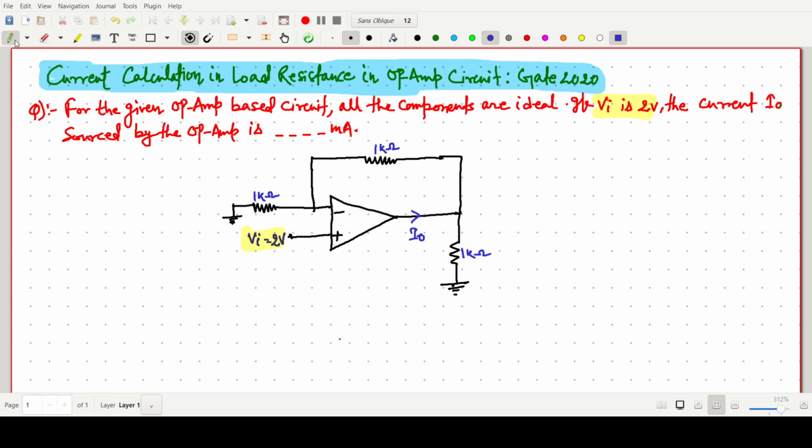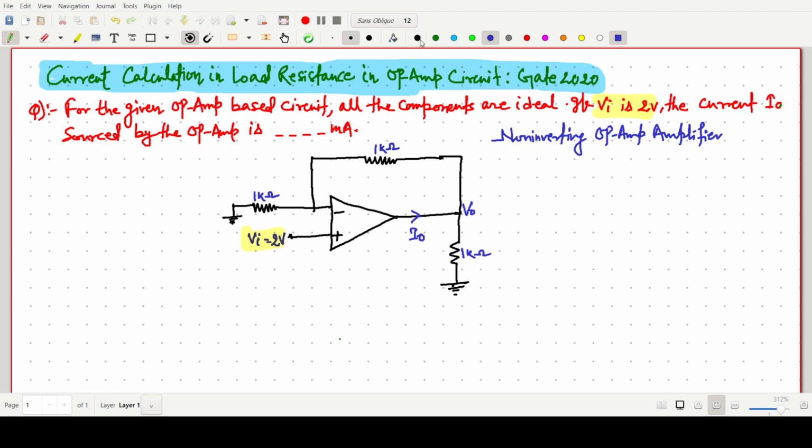The simplest way to solve this question, if we know which type of configuration this is, is that we can directly write the output. Yes or no? For example, this one is V naught. This one is nothing but simply a non-inverting op-amp amplifier, or simply we can say non-inverting amplifier.